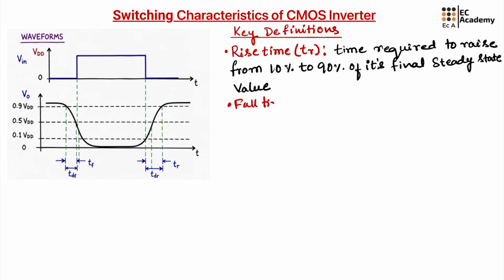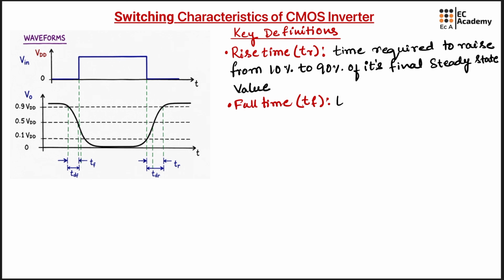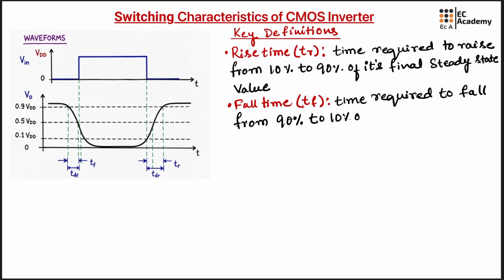Next is fall time represented by TF. Fall time is the time required for the output voltage to fall from 90% to 10% of its steady state value. Therefore, fall time is the time required by the output to change from 0.9 VDD to 0.1 VDD. So you need to remember the difference. Rise time means 10% to 90% rise. Fall time is 90% to 10% fall.